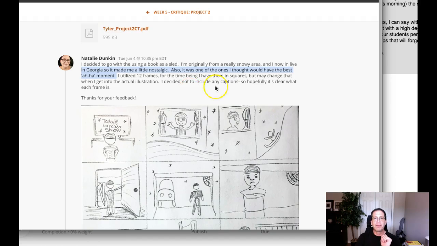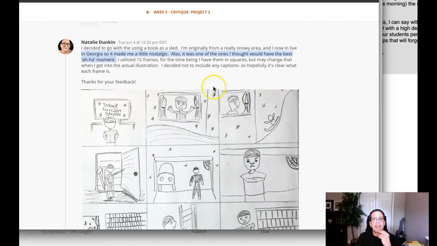Utilize 12 frames. I think 12 is a good number, right? And you understand the reason why. You don't want to lose your audience with more than 12 frames. 17, 18 frames is a lot. And with fewer frames, you run the risk of not telling the complete story. So excellent job there. Have them in squares. I may change it. I want to talk about that when I get to the actual illustration. I decided not to include any captions.